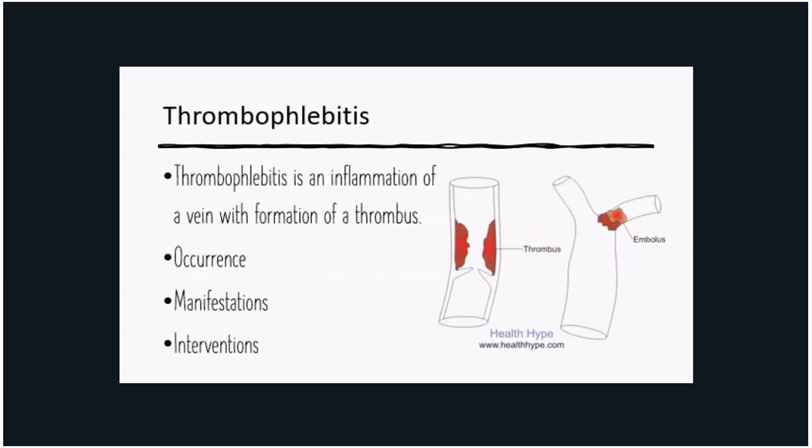All right, the next potential complication is thrombophlebitis. Thrombophlebitis is an inflammation of the vein with the formation of a thrombus. The occurrence is 7 to 14 days post-operative, and the manifestations are redness, warmth, calf tenderness, pain, and edema at the site. Your nursing interventions consist of encouraging the patient to ambulate early and often, applying anti-embolic stockings or sequential compression devices as prescribed, avoiding actions that decrease venous flow, and anticoagulant prophylaxis.